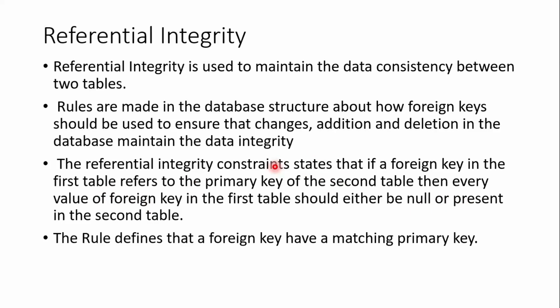So again, once again, I'm reading it out. If a foreign key in the first table refers to the primary key of the second table, then every value of foreign key in the first table should either be null or present in the second table. In simple terms, it states that a foreign key should have a matching primary key. Let's see with an example, you'll better understand it.